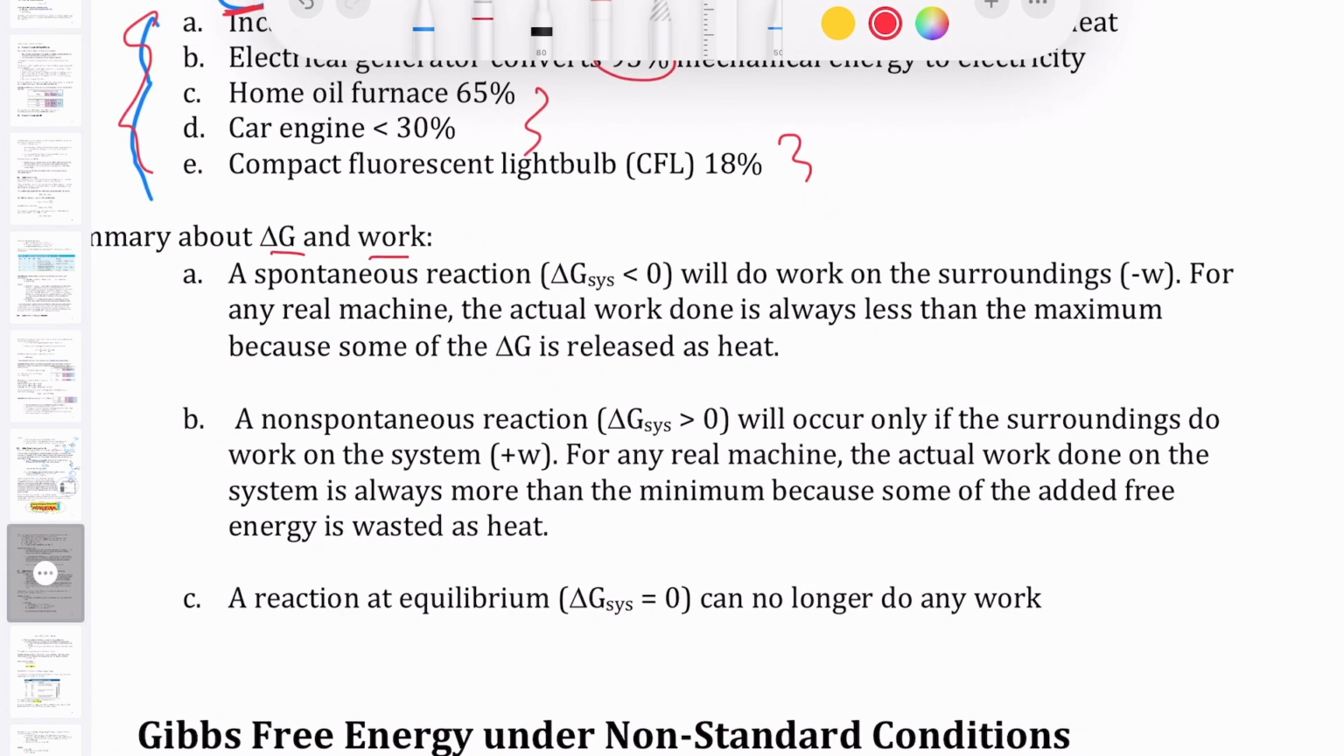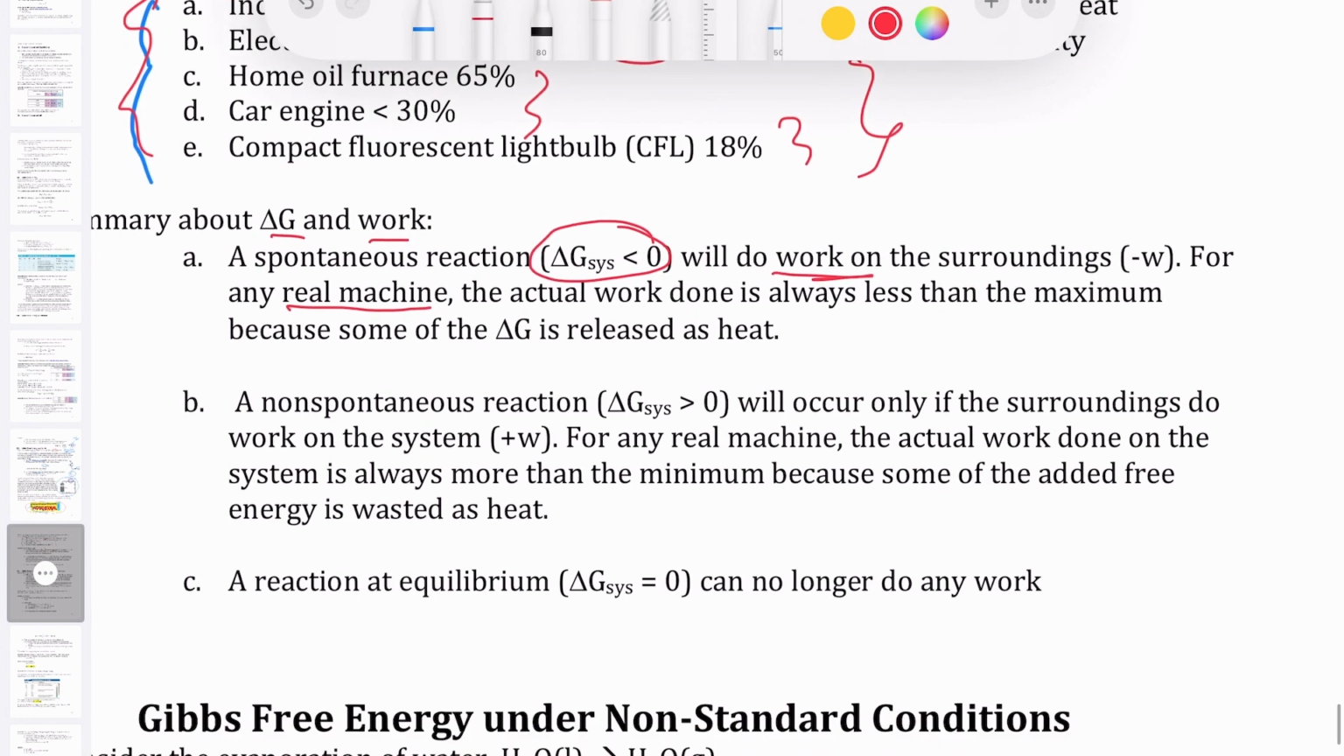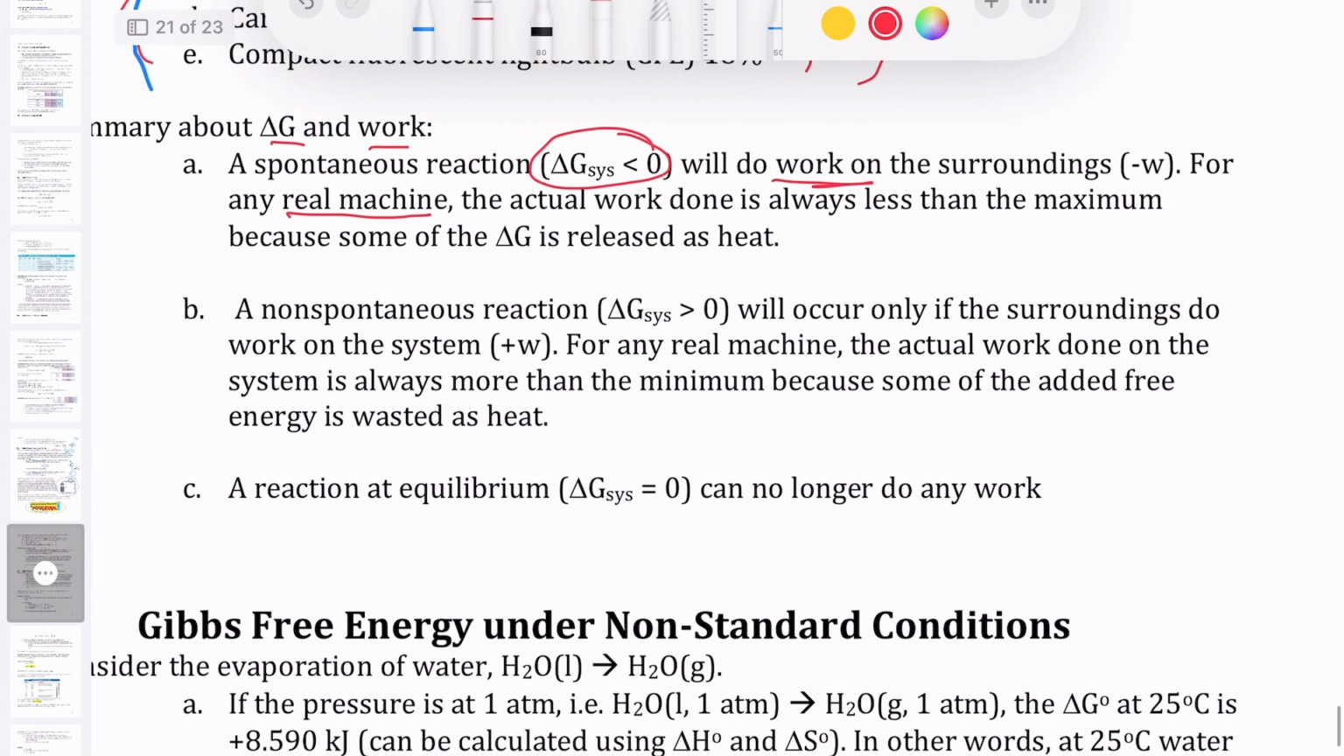So to summarize a little bit on how delta G relates to work, when we have a spontaneous reaction, which is when your delta G is less than 0, your reaction will be able to do work on the surroundings, and that is the maximum amount of work that you can do. But if you're talking about a real machine, which is machines that we design like this, the actual work done is almost always less than that maximum work, just because the design itself is not able to capture all of the work that's provided by the delta G.